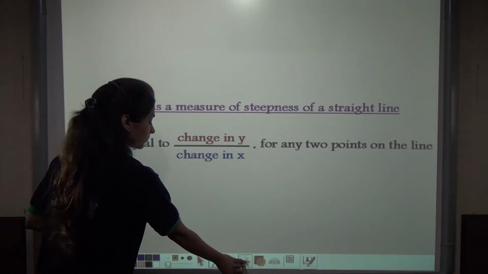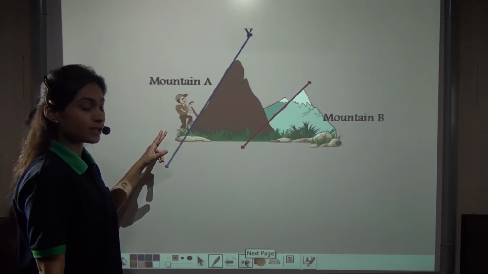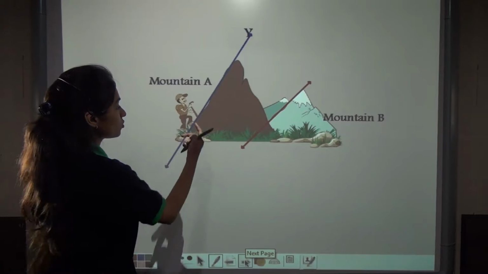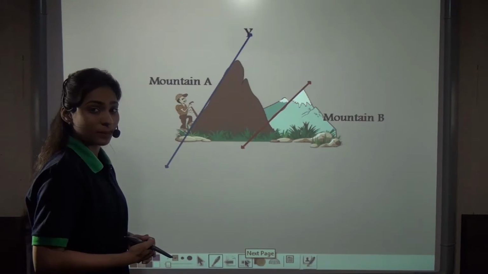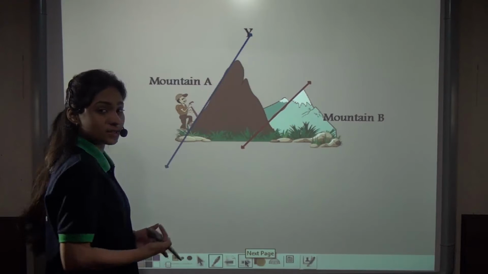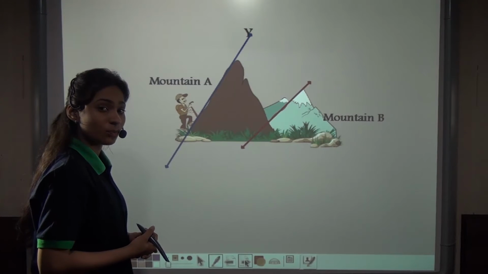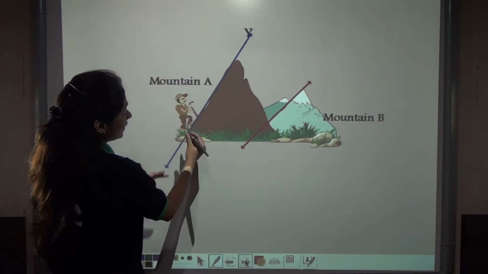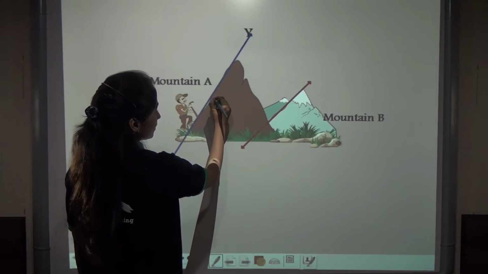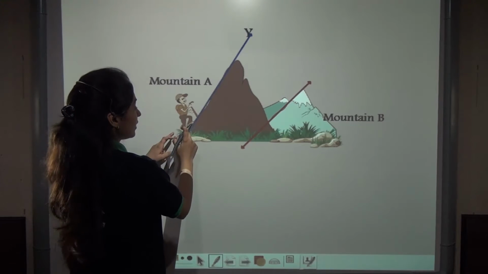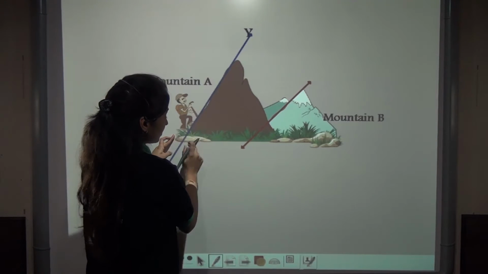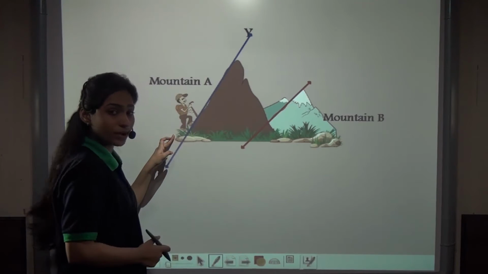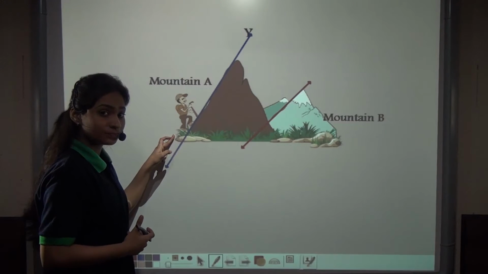Say for this. Now this man, he has gone on a trekking trip and he wants to calculate the slope of these 2 mountains. But here he does not have a graph paper, nor does he have the coordinates. Then how will he calculate the slope? You can say that he can count the number of steps he is climbing. That is, he can see the changes in y. But he cannot see the changes in x. That is how far inside the mountain he is going. So what will he do?